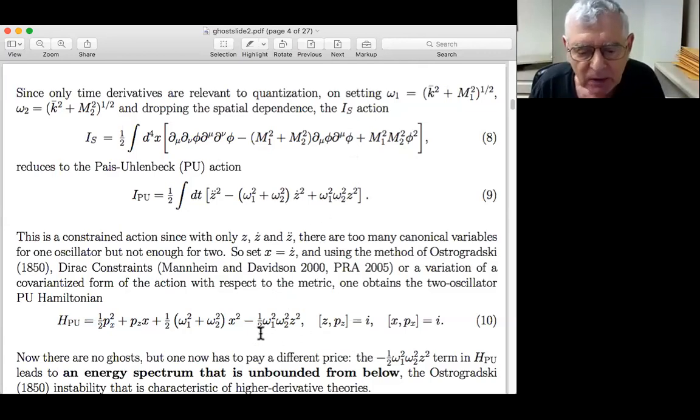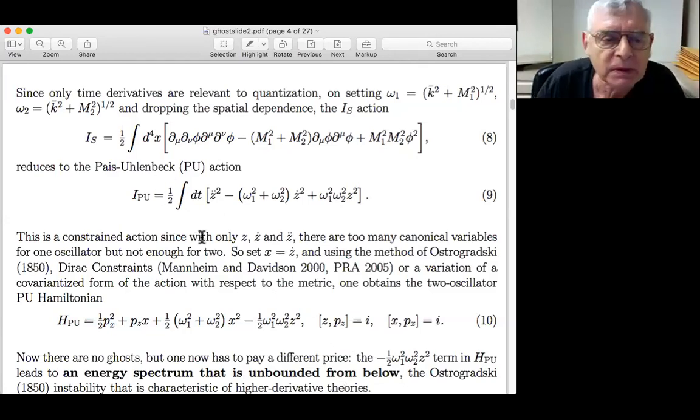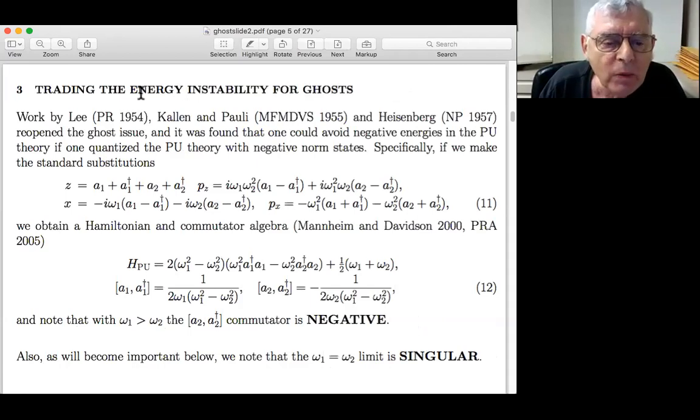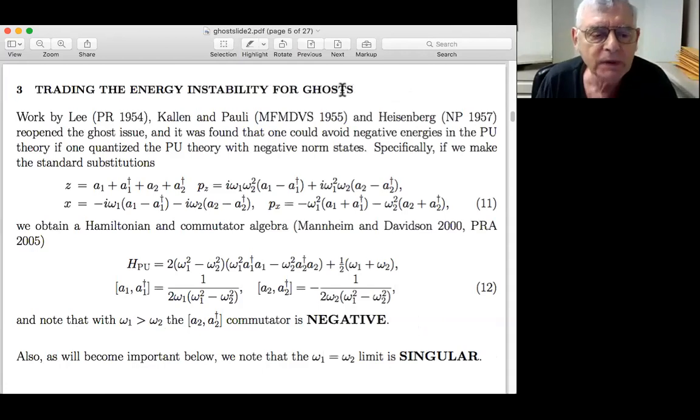And the bad news is, because of this minus sign, the energy spectrum is unbounded from below. That's the Ostrogradsky instability, and it's characteristic of higher derivative theories. So let's see what this means for the quantum theory. Can we trade the energy instability for a ghost? And when I use the term ghost, I'm always going to mean states of negative norm in the quantum theory.